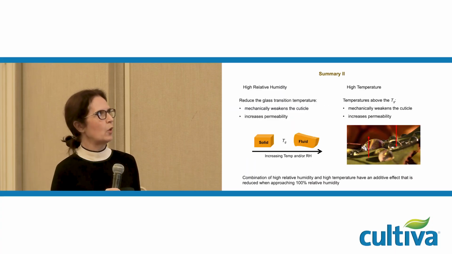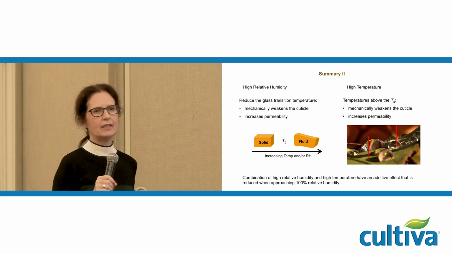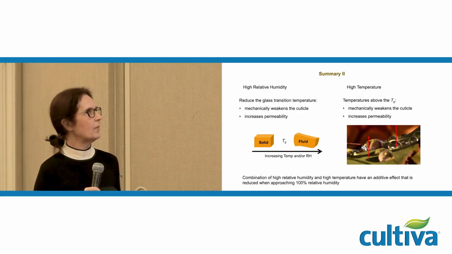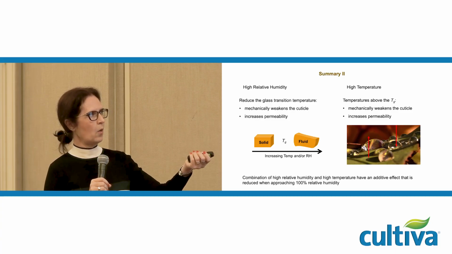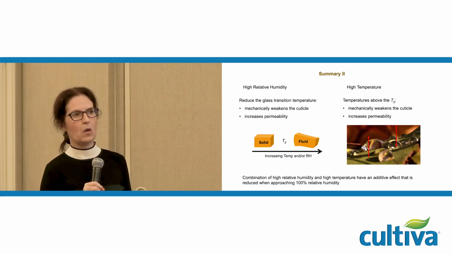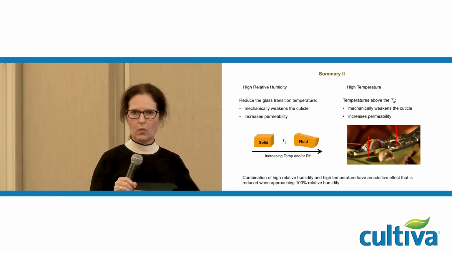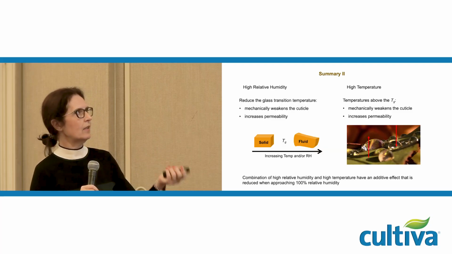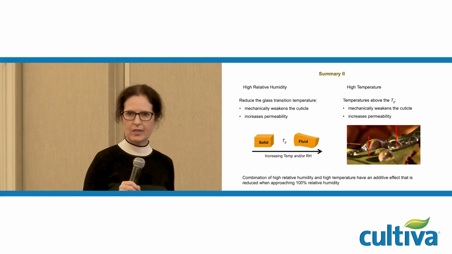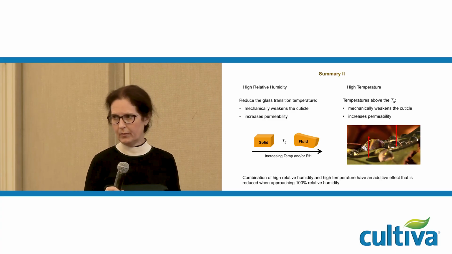And what happens to the properties of the cuticle? What happens if I have a plant under very high relative humidity conditions? Well, this is what happens. Under very high relative humidity conditions, the glass transition temperature will be lower, and we will have a cuticle that is mechanically weak and will allow water to move through it very, very easily and without much control. If we are under, let's say, a 100% relative humidity, water going out is not such a major problem.